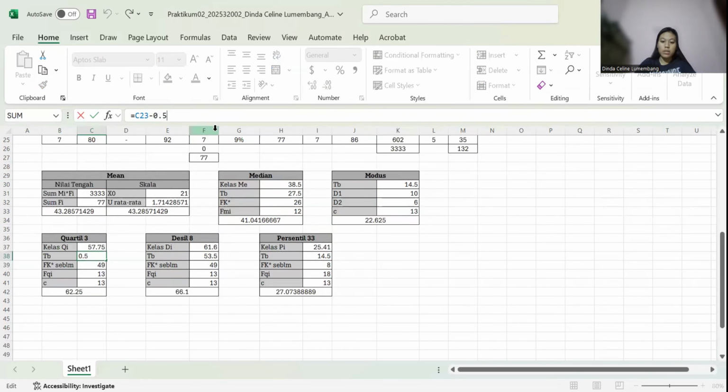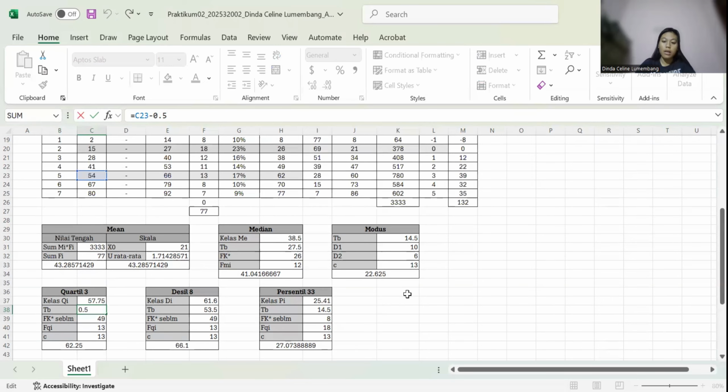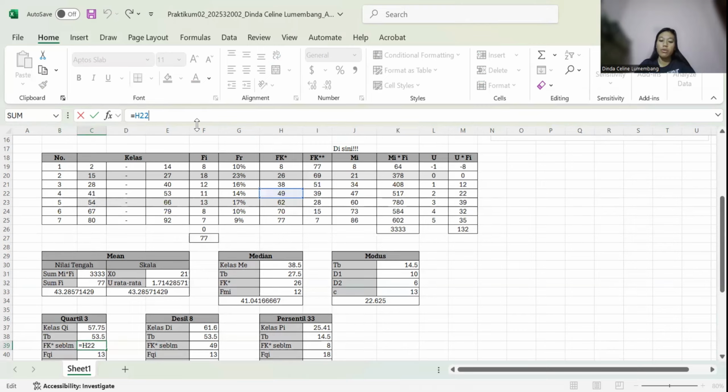The next is the lower edge. This is obtained from the lower class using the cumulative frequency column as a determinant. Then the result is reduced by 0.5. Then for the frequency value before, as the name suggests, this value is obtained from the frequency column before the lower edge determining value. Then for the frequency value, this is obtained from the frequency column, the value of which is parallel to the cumulative frequency value as the previous determinant.